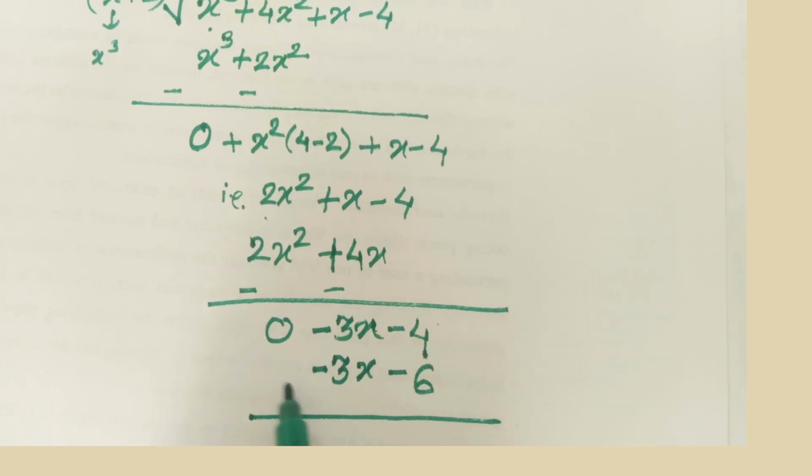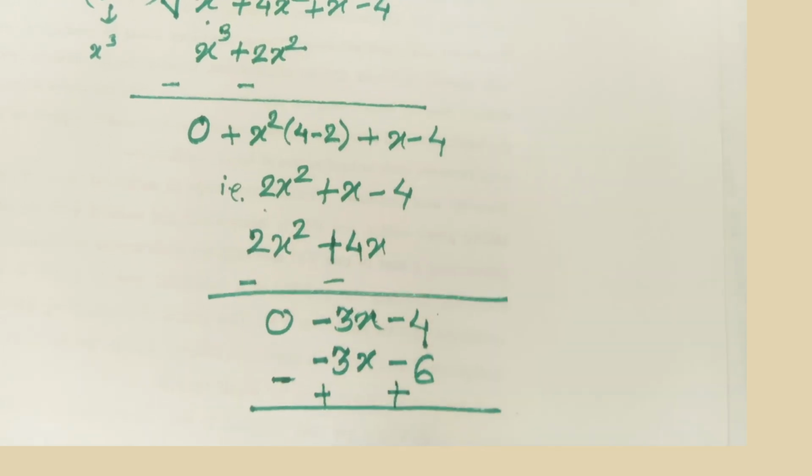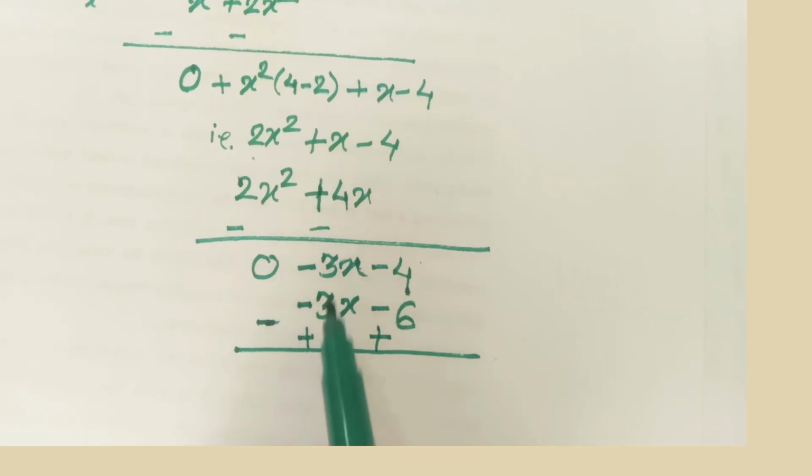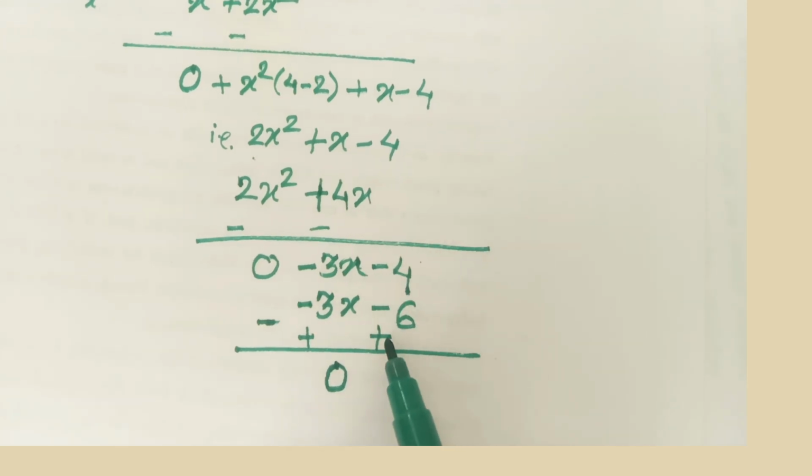Now subtract this term. If we multiply this minus sign, then minus into minus is plus, minus into minus is plus. So here minus 3x plus 3x is again 0. Here minus 4 plus 6 is plus 2.